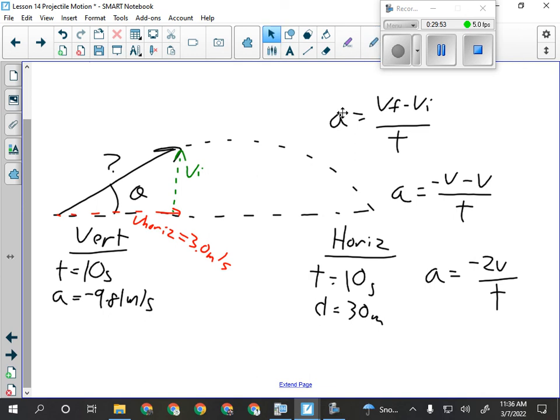Okay, I am going to post a quiz after school today. It'll be on projectile motion, but the standard stuff, nothing like this that's crazy. Okay?